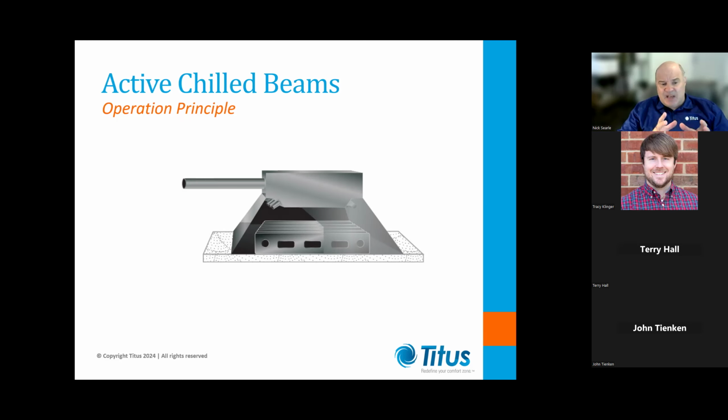Chill beams are, like I say, sensible cooling only. That means that the chilled water that is piped through these chill beams is held up just above the room dew point condition, and that keeps the coils running dry. So you don't need things like filters and condensate drain trays.